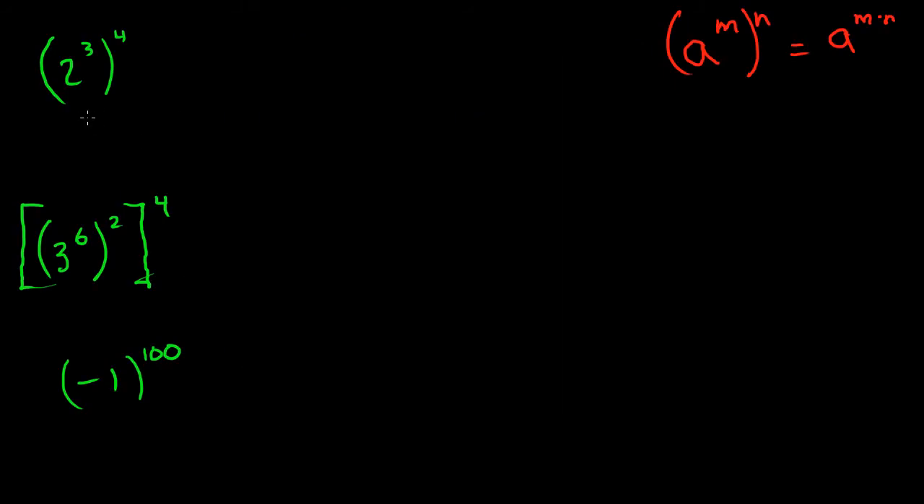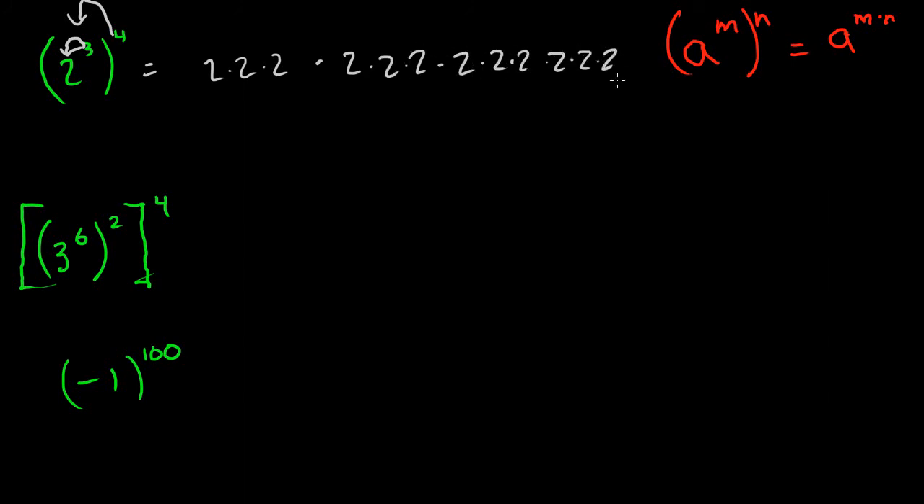3 examples. 2 to the 3rd raised to the 4th power. Remember, the base of an exponent is always the base right directly below it. So the exponent of this 2 is to the 3rd power. 2 times 2 times 2. When we raise that to the 4th power, we get 2 times 2 times 2 times itself 4 times. And so our answer is 2 to the 12th.